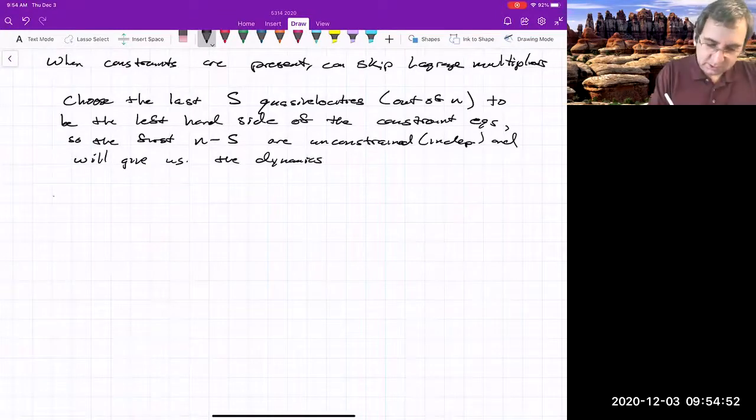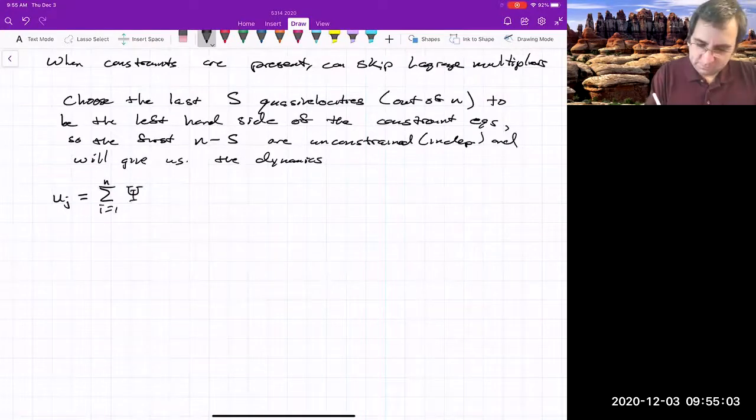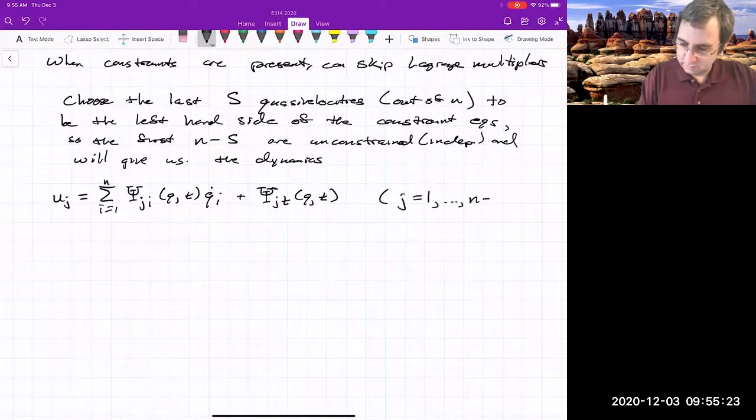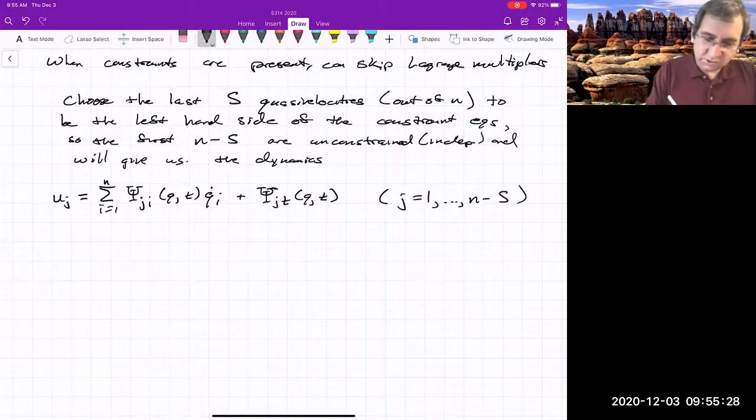Okay, so let me just summarize this. Uj equals sum from 1 through n, capital psi ji, function of q and t, qi dot plus psi jt of q and t. Here j goes from 1 to n minus s. So these are the unconstrained ones.